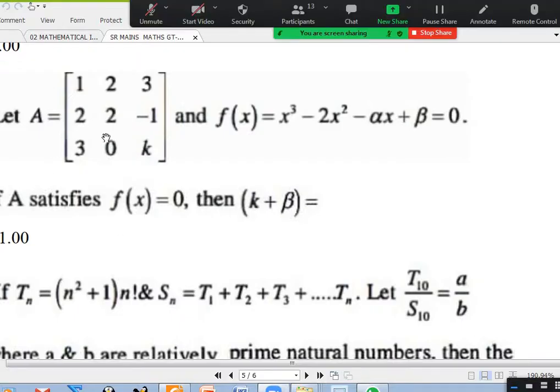So now in this 24th question, they gave A is equal to [1, 2, 3; 2, 2, -1; 3, 0, k], and they said this matrix should satisfy a cubic equation f(x) = x³ - 2x² - αx + β, and they are asking what is k plus β.